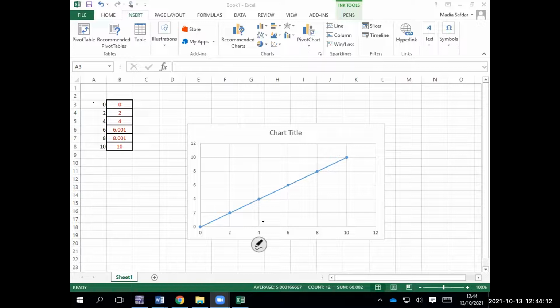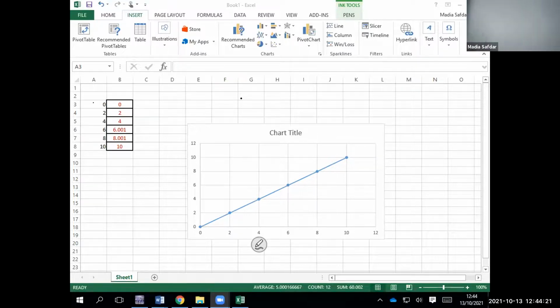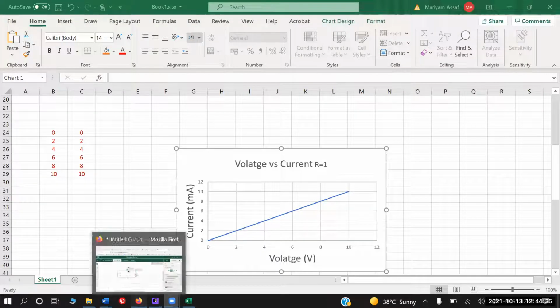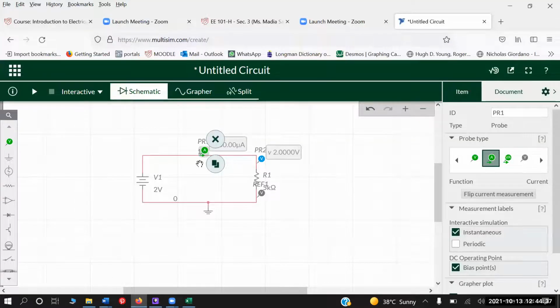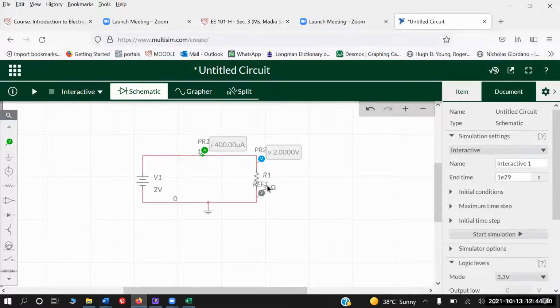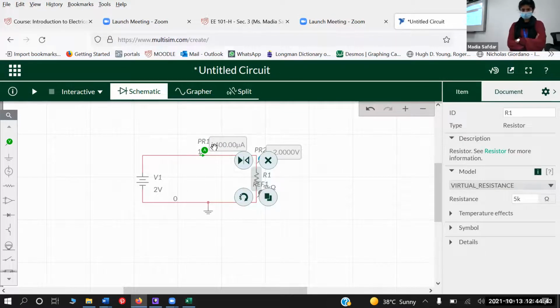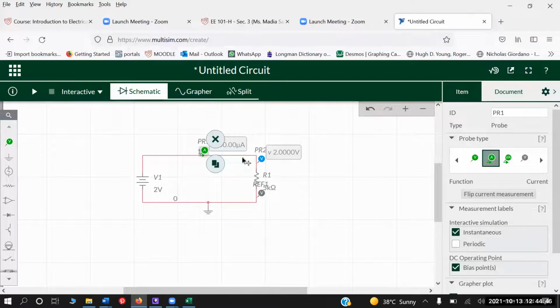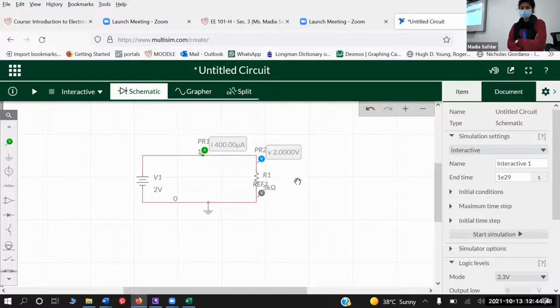Miss, I have a reading, but in micro ohm. How could I change this? In micro, okay, show me. Share my screen? When the resistor is 5 kilo ohm, I have the current in micro. So did you check this? Let me check yours.